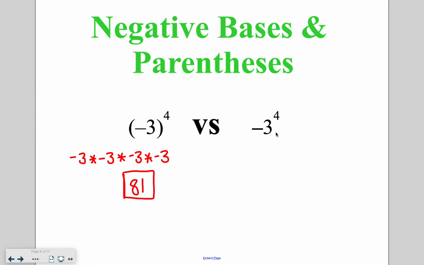If the negative is in the front without parentheses, it means that you are doing negative times 3 to the 4th power. So 4 positive 3's being multiplied, which then gives you a final answer of -81. So if the value of your base is in parentheses with the negative, you include the negative as you multiply. If the value of your base does not have parentheses around the negative, that means you add the negative at the very end after you multiply the positive bases.